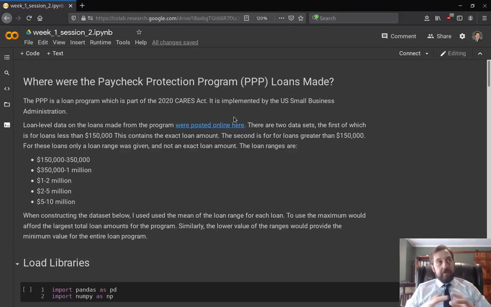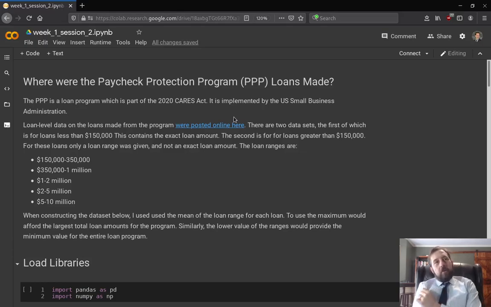It was run by the Small Business Administration, and later, after the loans were made, they put all the data online. So we have loan level data for this program. What loan level data means is we have data on each individual loan, specifically who made the loan, who got the loan, how much the loan was for, and so forth.